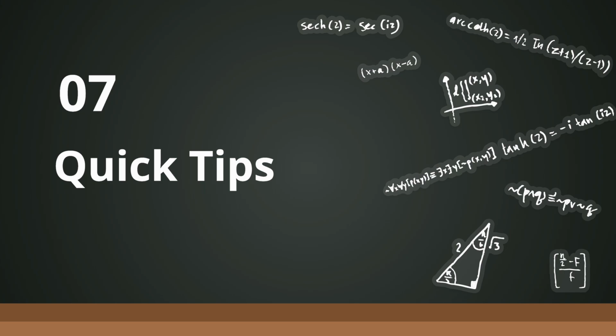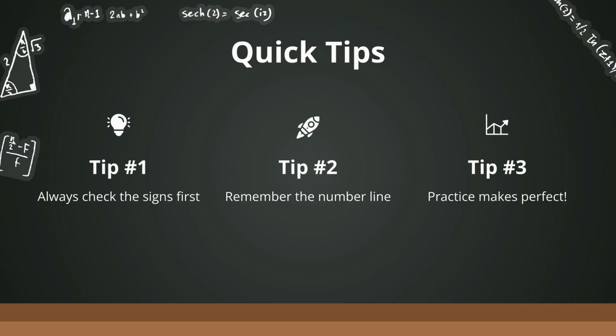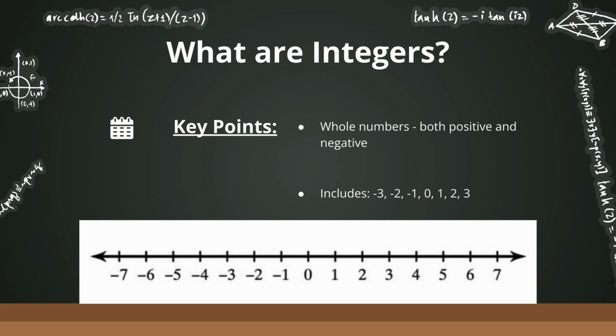Alright, here are some quick tips for you. The first tip is always check the sign first, because checking the signs first will let you know which rule you should use, whether the first rule, same sign, or the second rule, different signs. So tip 1 is pretty important. The second tip is remember the number line. As I mentioned before, if you think of them like a number line with 0 in the middle, then it will be much easier for you to calculate what the question or equation is asking.